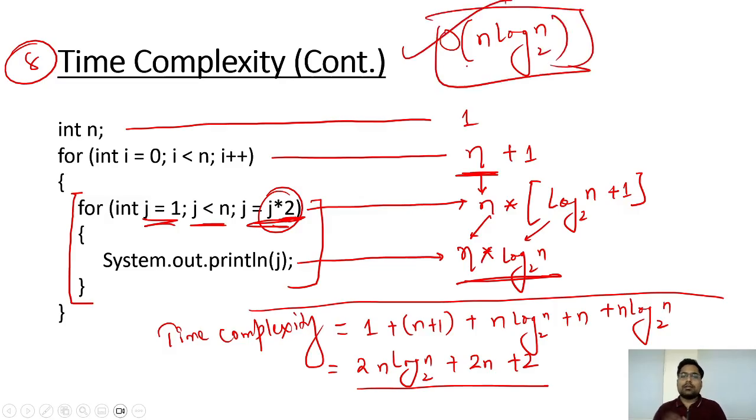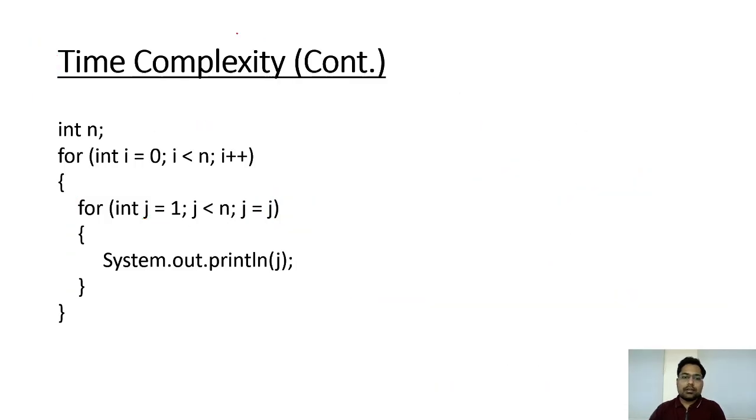This is the answer. If you are saying c into n log n, you can also write c into n log n into n. Here n is lesser than n log n, that's why we are writing this as the time complexity. And the ninth one will be a tricky one.